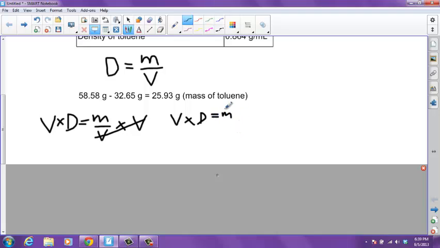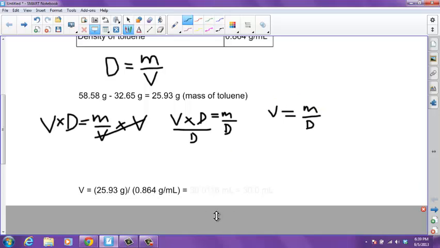Well, I don't want mass by itself. I already have the mass, so I have one more step. I need to divide by the density to get rid of it on this side, and then I'll do that over here. And this leaves you with volume equal to mass over density. Okay, so in case you forgot, there it is again. Okay, now I know what order I need to put things in. I can plug and chug.